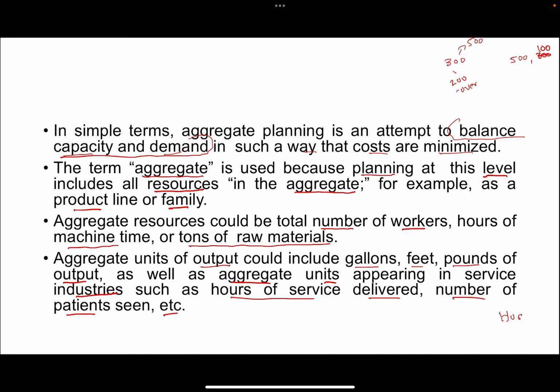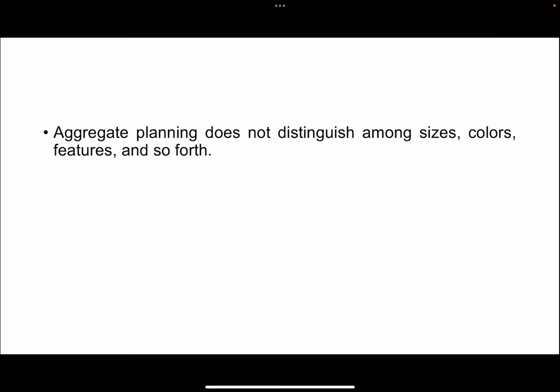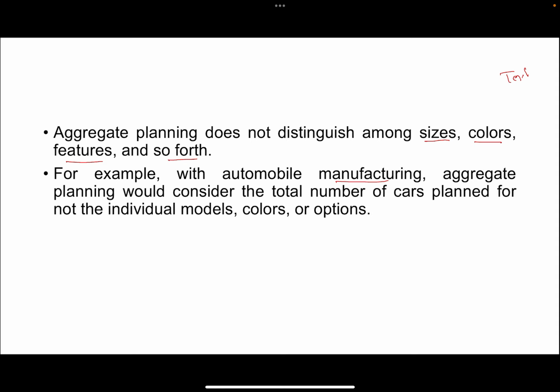Take the case of a hospital. We are not focusing on the separate departments. What is the total number of patients that visit the hospital? Or take the case of banking, what is the total number of customers visiting? In the case of manufacturing, let us take biscuit manufacturing. We are focusing on the total biscuits, not on the type of biscuits, but on the total number of biscuits produced. So aggregate planning does not distinguish between sizes, colors, features, and so forth. Just like we discussed in the case of a car, a textile manufacturing plant produces many types of dresses, but we are focusing on the total garments produced. For example, with automobile manufacturing, aggregate planning would consider the total number of cars planned for and not the individual models, colors, or options.